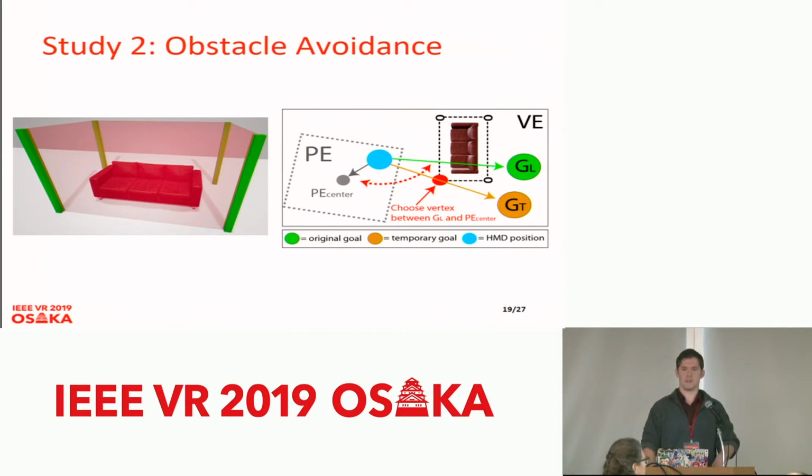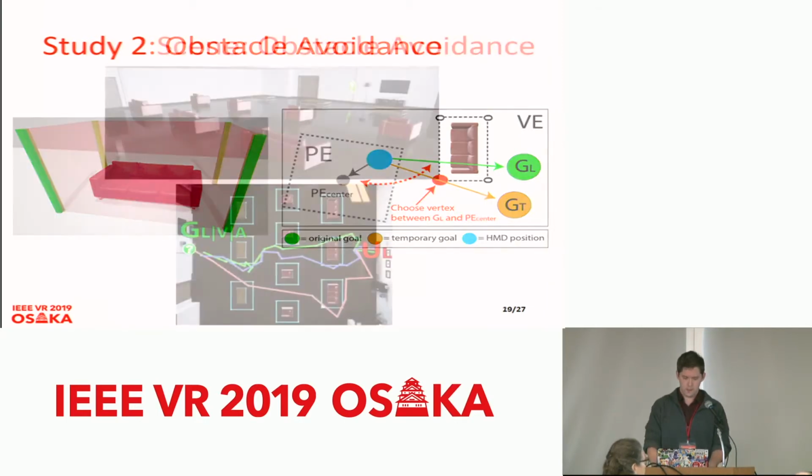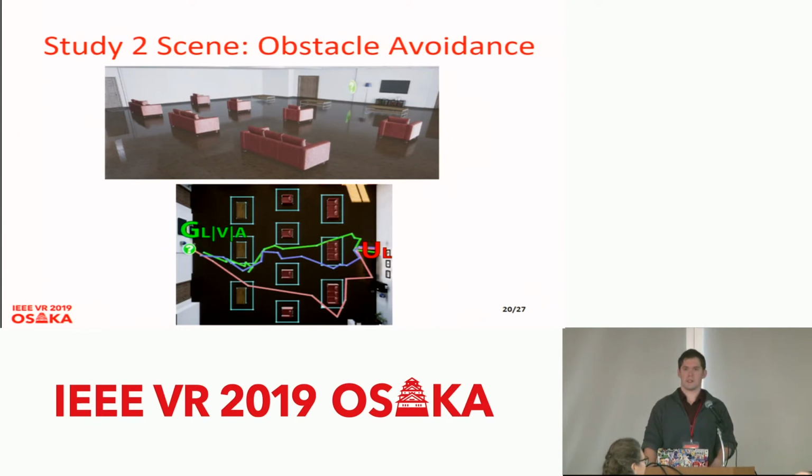We wanted to see if we could do obstacle avoidance with audio redirected walking. We add an obstacle avoidance module to our system, which creates generous boundaries around an obstacle, in this case a couch. And when the user approaches the boundary, a temporary goal location, which is G of T, is calculated to be in a position that they can reach without running into the obstacle. The scene itself is more or less the same as level 1, except we added furniture like couches, chairs, and tables. And here you can see 3 example paths.